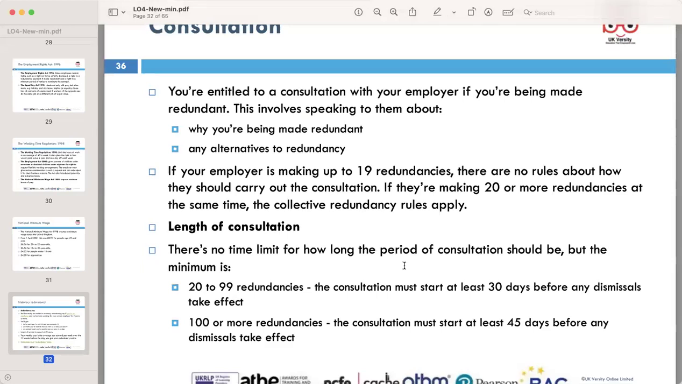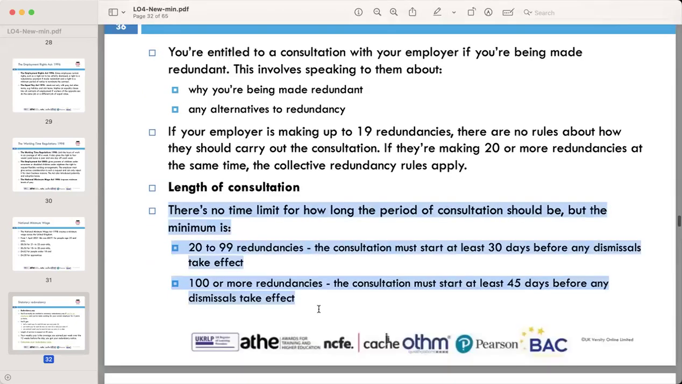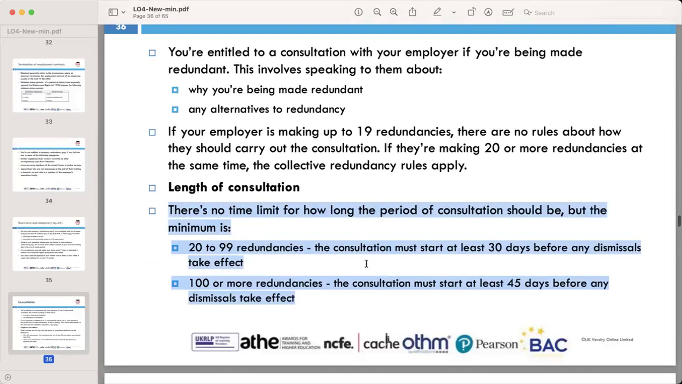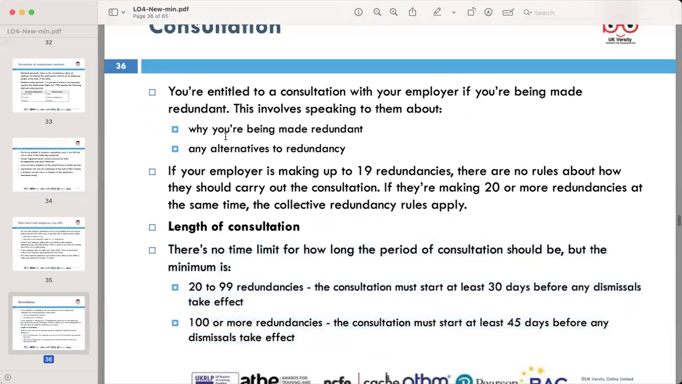So the duration of the consultation has no strict time limit, but the minimum requirements are as follows. For 20 to 99 redundancies, the consultation must commence at least 30 days before any dismissal takes effect, while for 100 or more redundancies, it should begin at least 45 days in advance. Yeah, that's it for today.